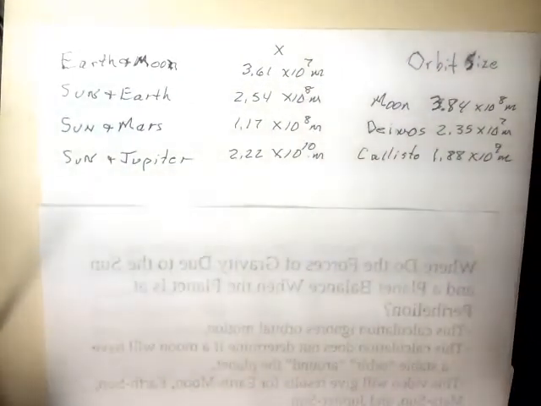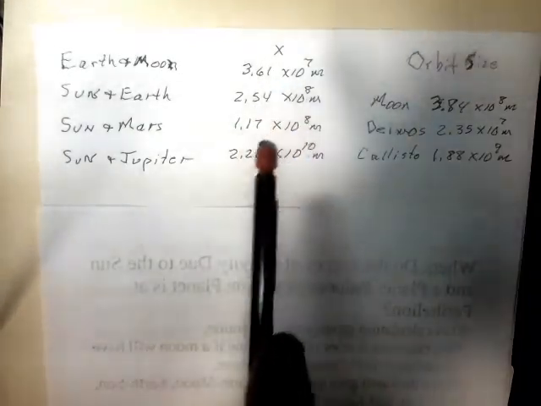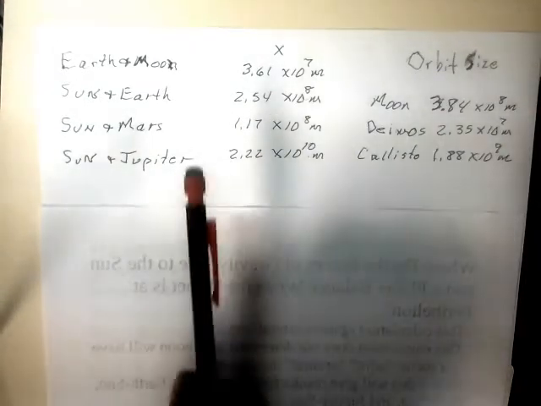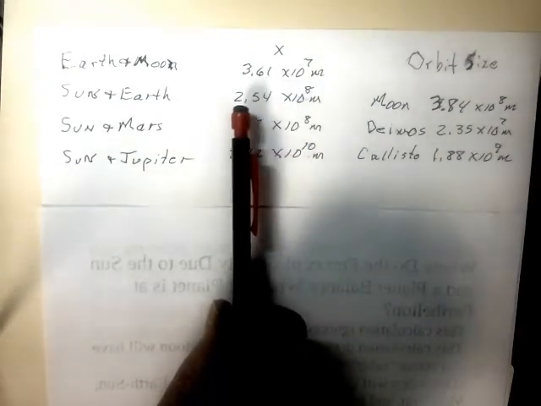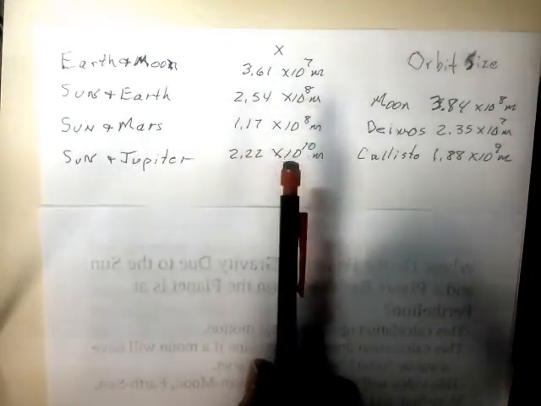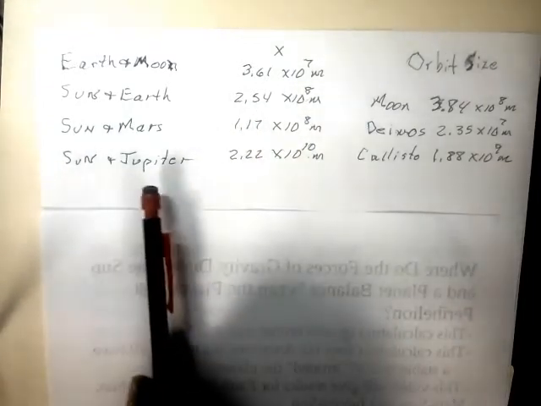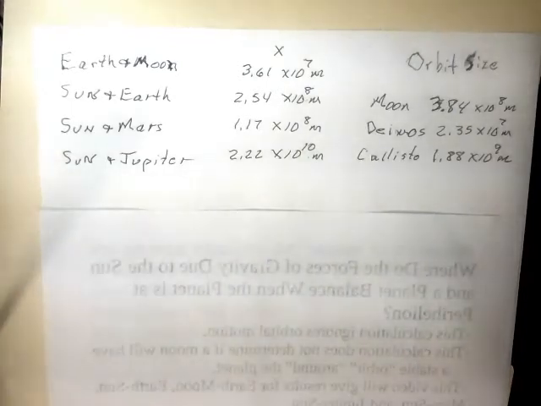But for the Earth to the Moon, the balance point is 3.61 times 10 to the 7th meters from the Moon to this balance point. Doing the Sun and the Earth, 2.54 times 10 to the 8th meters from the center of the Earth to this balance point. For the Sun and Mars, 1.17 times 10 to the 8th meters from the center of Mars to the balance point. And for the Sun and Jupiter, 2.22 times 10 to the 10th meters from the center of Jupiter out to the balance point.